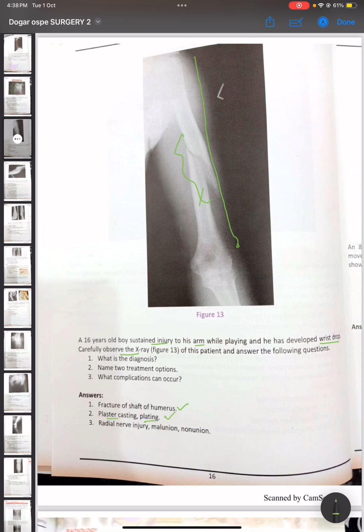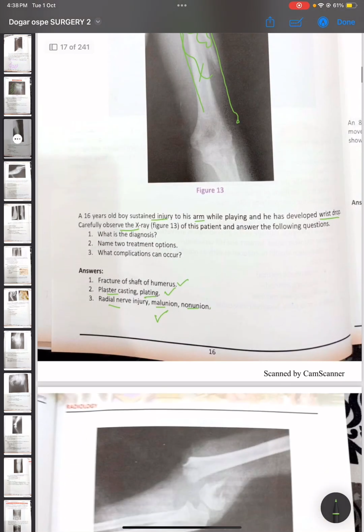Okay. What complications can occur, as the radial nerve passes through this? Radial nerve injury, malunion or non-union. Malunion means the bone has joined in a wrong position, and non-union means it doesn't heal. So this is the non-union.